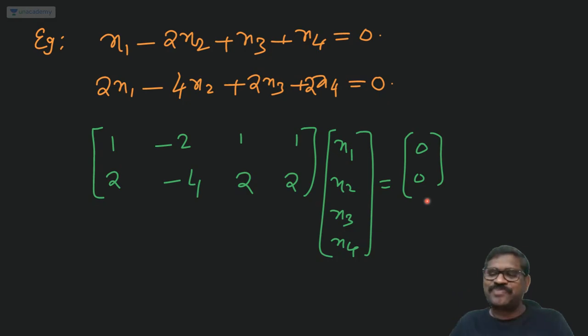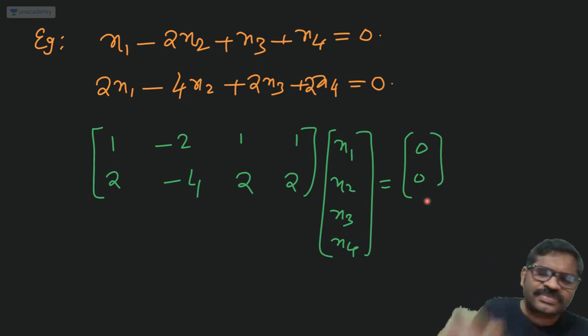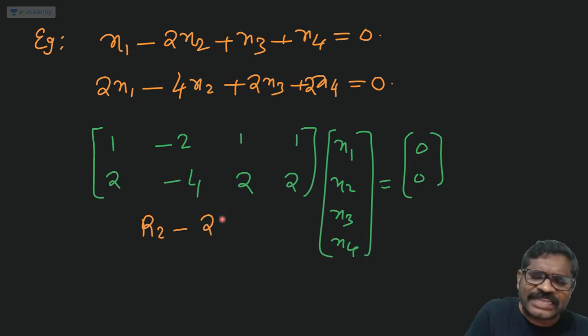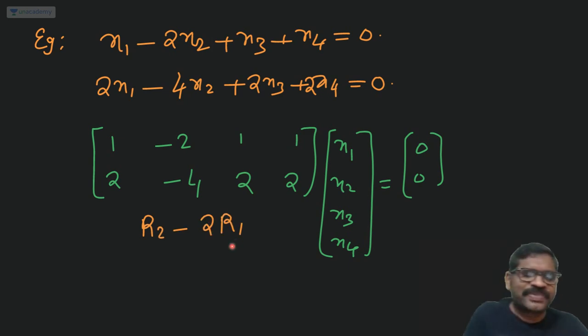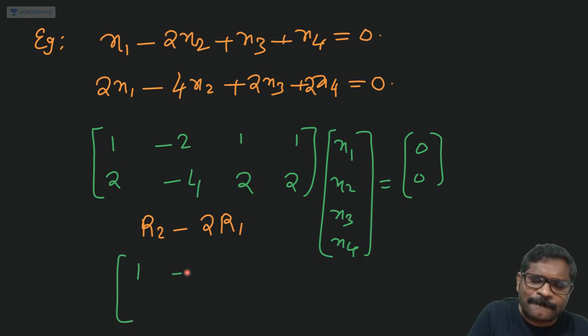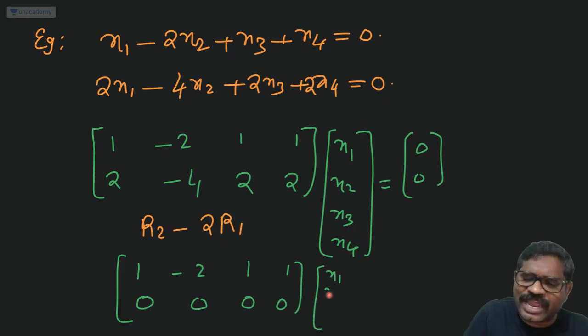Okay? Now apply the operation, because I have to reduce matrix A to echelon form to get the rank of A. Because to solve a homogeneous system, Ax equal to 0 form, the necessary condition is rank of A less than the number of variables. Okay? R2 minus 2 times R1. Now, 1, minus 2, 1, 1; 0, 0, 0, 0; times x1, x2, x3, x4.